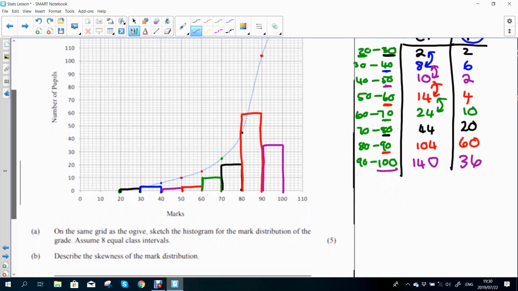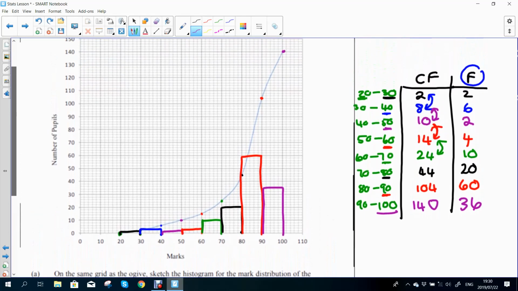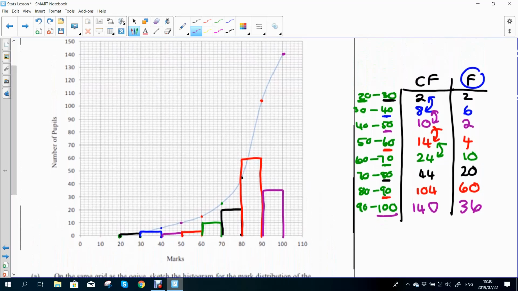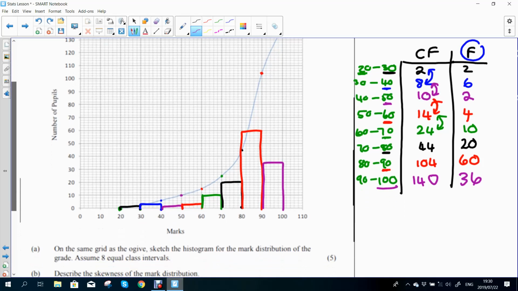Absolutely wonderful. Very nice question to ask. We are asking it backwards. So you must be able to take an ogive, work backwards from the ogive to get to the frequency table so that you can draw the histogram. So the most important thing to remember here is that the difference between your cumulative frequencies gives you your frequency. If you remember that, you can't go wrong.